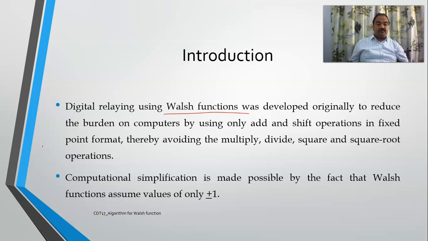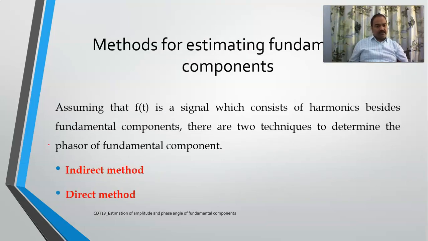You know that we have already seen that Walsh functions generally take the values of either +1 or -1. And they do have a sequency, which is the number of polarity changes in a time period. And also, there are two methods for estimating the fundamental components using Walsh coefficients. These two methods are the indirect method and the direct method.